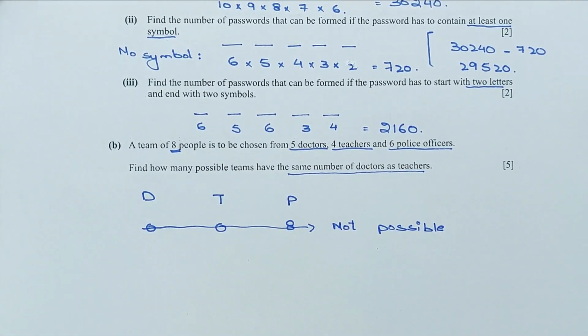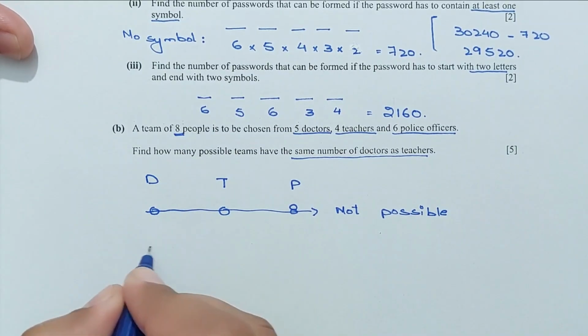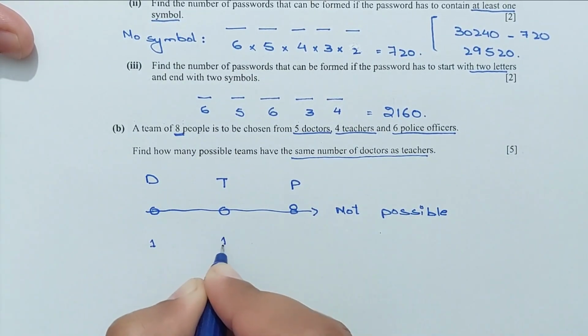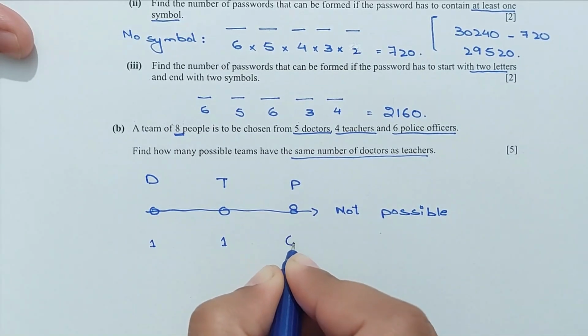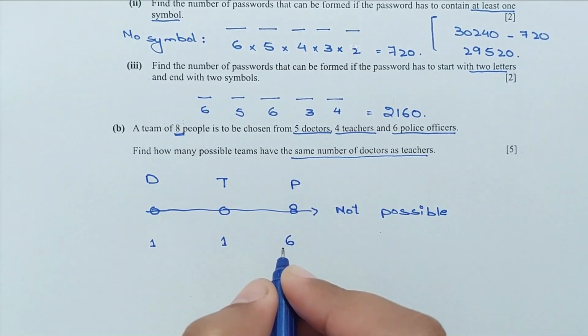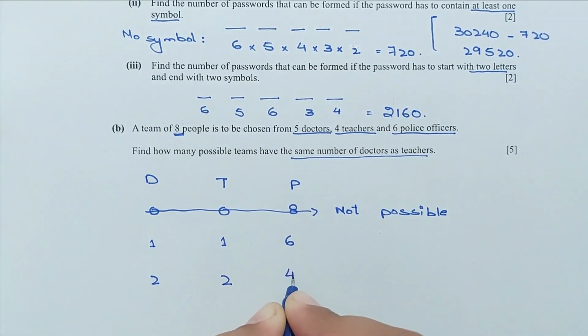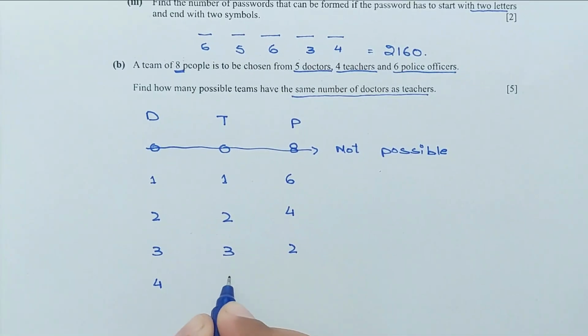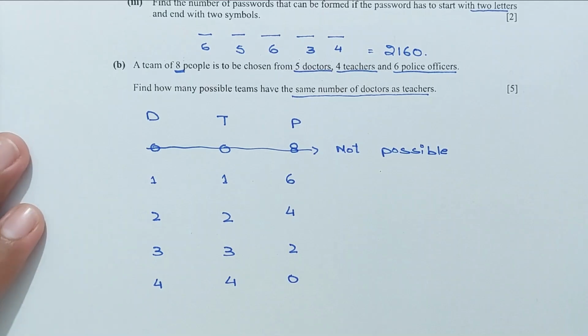The next combination, because the doctors and teachers should be the same in number: doctor is 1, teacher is 1, and 1 plus 1 would be 2, and we have 6 police officers, so the total would be 8. So this is possible. If doctors are 2, teachers are 2, the police officers would be 4 to make 8. Doctors are 3, the police officers should be 2. The doctor is 4 and teacher is 4, so the police officers should be 0. So these are the 4 possible combinations we can make.